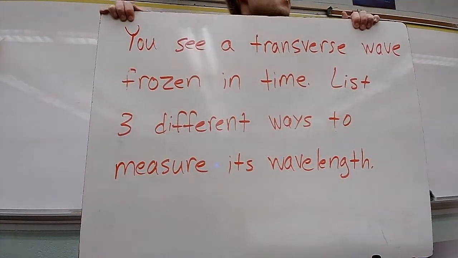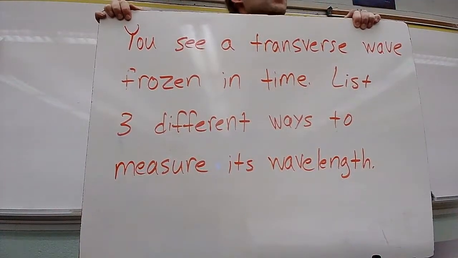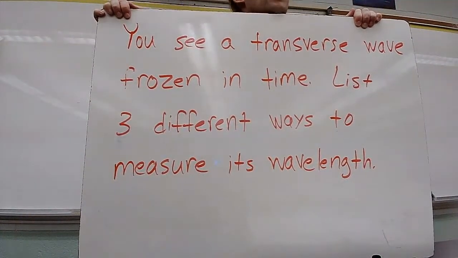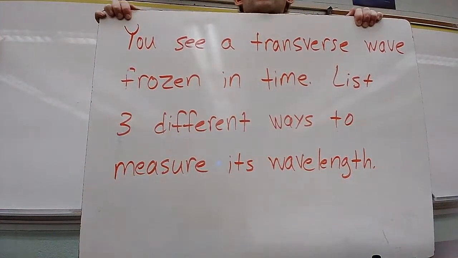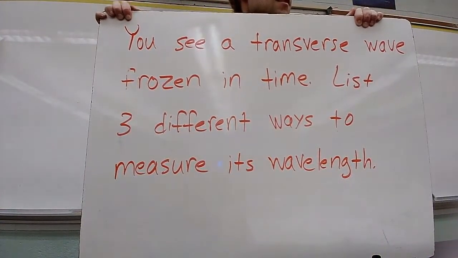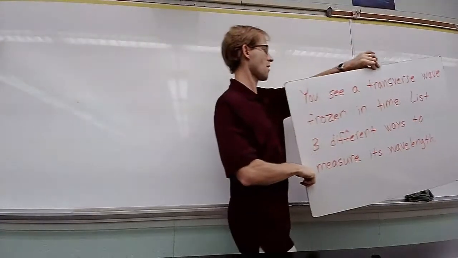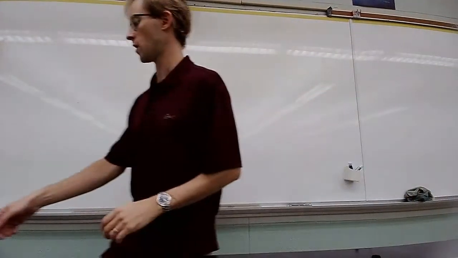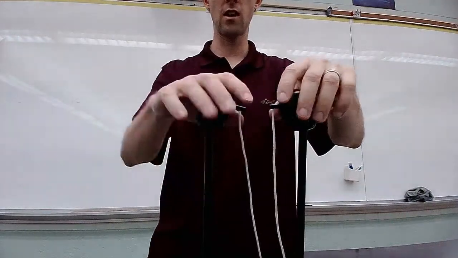Yeah, the crests. So crest to crest would be one way. Trough to trough is another way, and there's one more that's not quite as easy. Yep, nodes. Every other node is going to be a full wavelength. So you've got crest to crest, trough to trough, and every other node. And I'll just show you an example of that quick, if I can get my wave machine to work here.